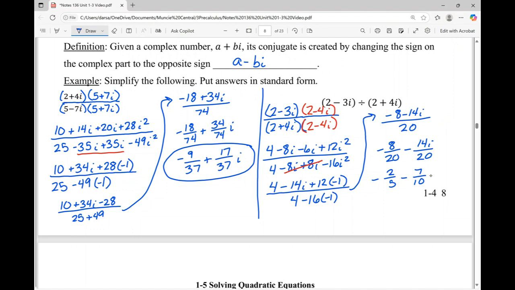Now, a little note. Remember, we want to always put the i after the fraction. Don't put it in the numerator. My Open Math will count it wrong if you put the i in the numerator. So just keep the i at the end of the fraction, and there's our final answer.